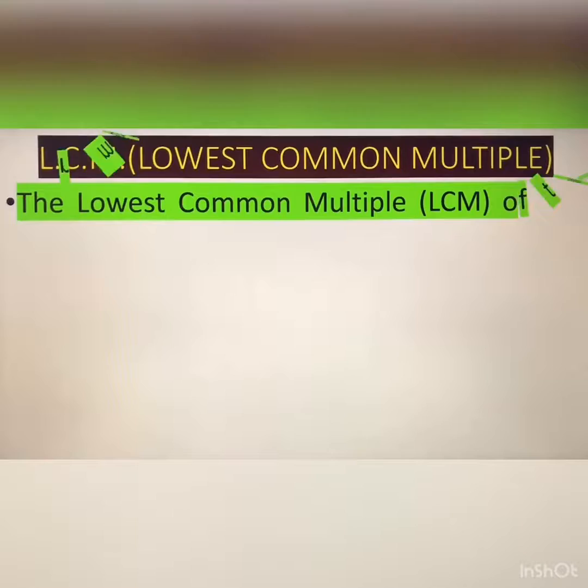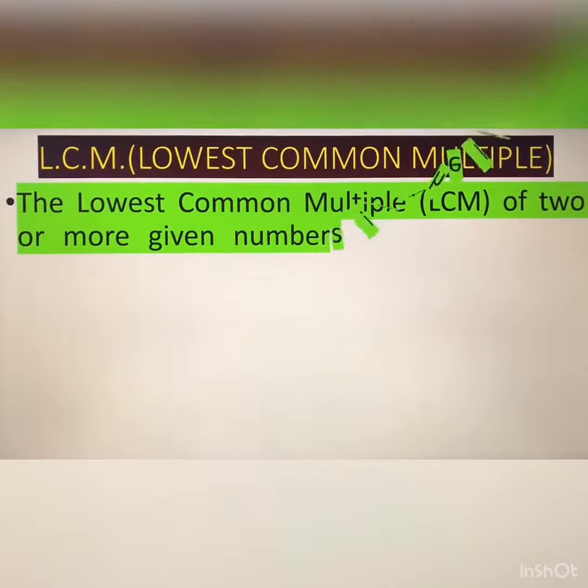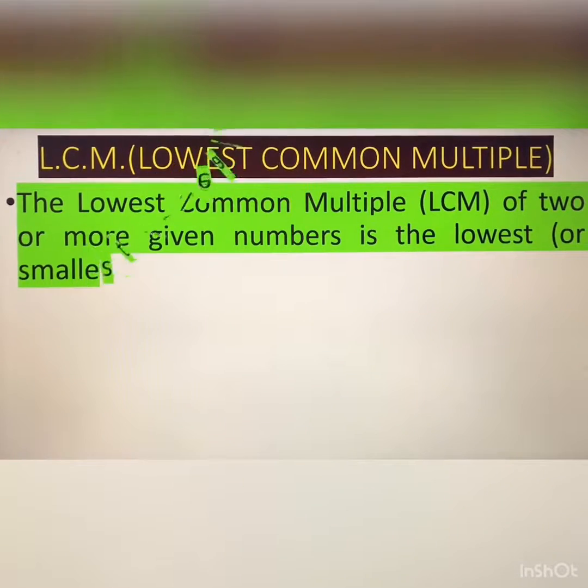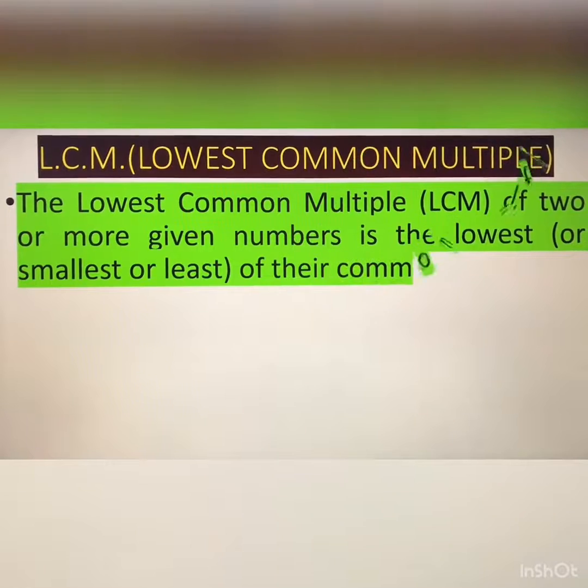Now moving to the next topic, that is LCM, lowest common multiple. How can you find the LCM? So dear, the lowest common multiple, that is LCM, of two or more given numbers is the lowest or smallest or least of their common multiples. This is the meaning of LCM.